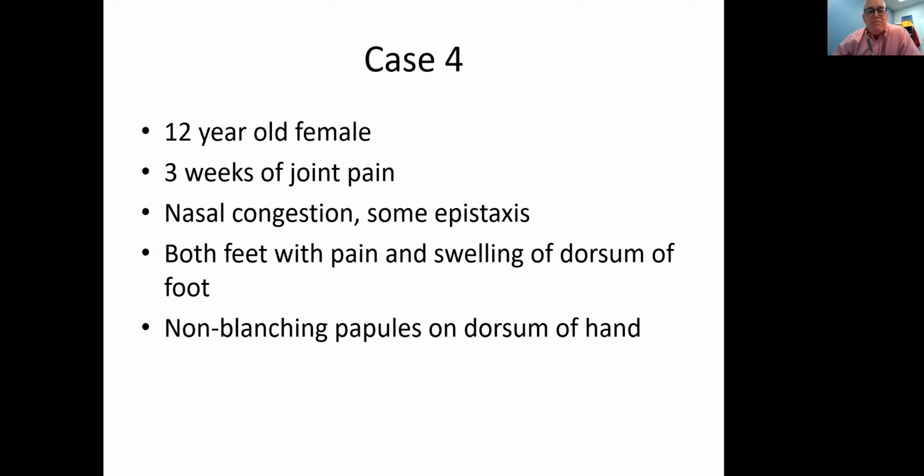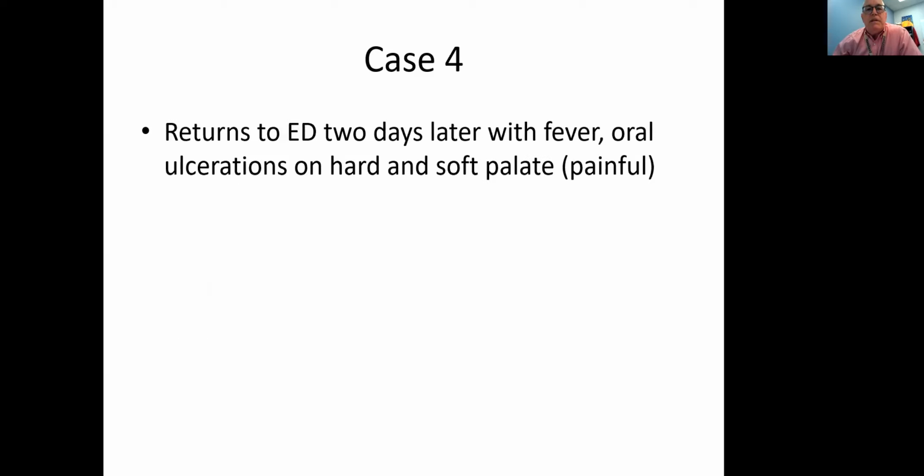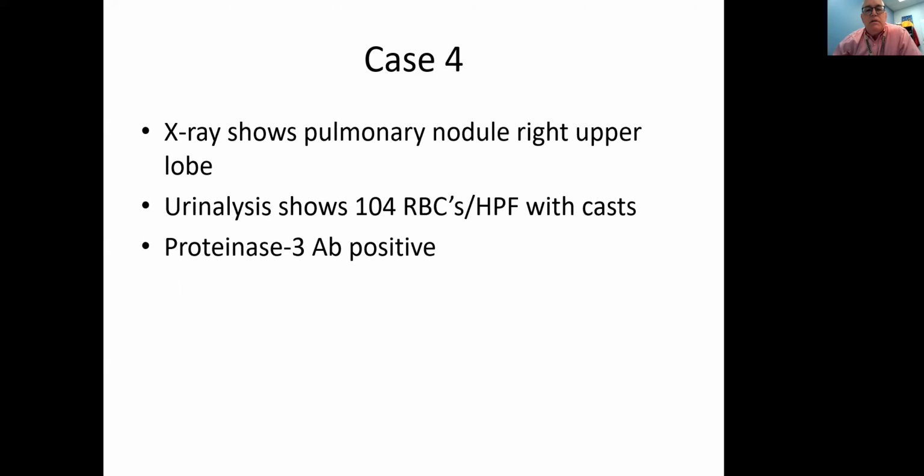autoimmune and post-infectious. The important lessons in this patient, looking at the whole patient: you have warning signs of vasculitis. So diffuse swelling of the dorsum of the foot, non-blanching rash, epistaxis, all concerning for possible vasculitis. This patient has fever, oral ulcerations, pulmonary nodule, urinalysis. This patient has an ankylosing.